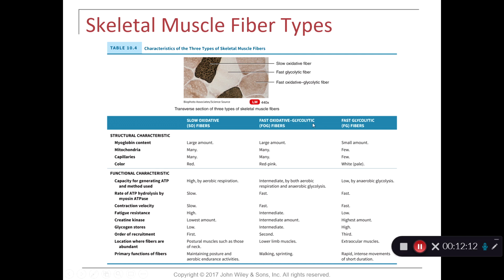You got the fast oxidative ones, which, well, that is your aerobic respiration. This is your walking and sprinting, a quick burst of power. And then you got the fast glycolytic, which has to happen very quickly, solely or only anaerobic glycolysis, very rapid, intense movements. This is usually like shot putting almost.